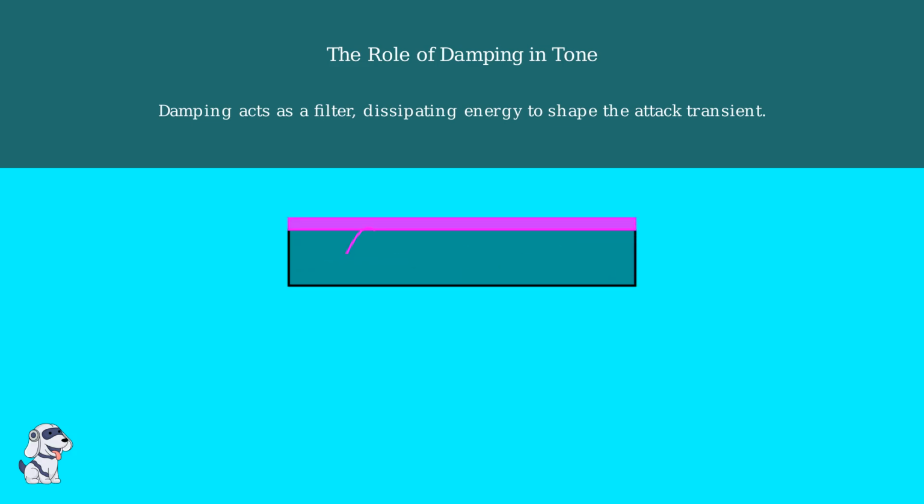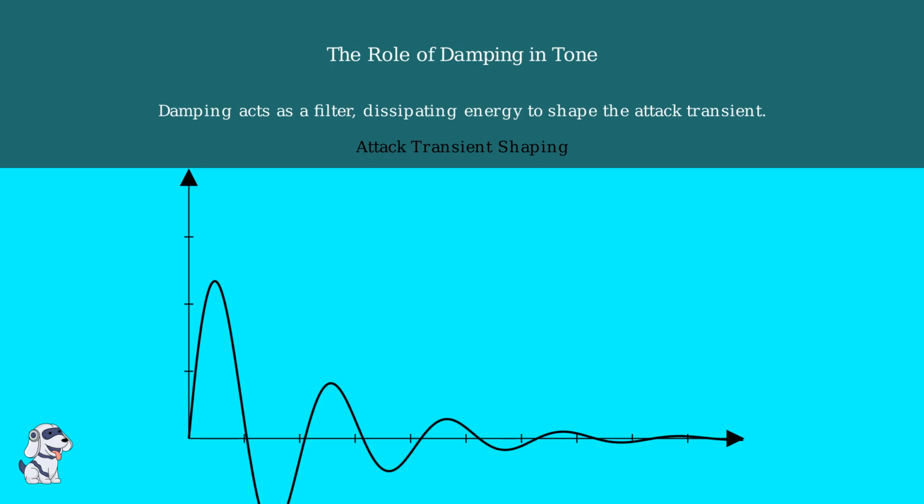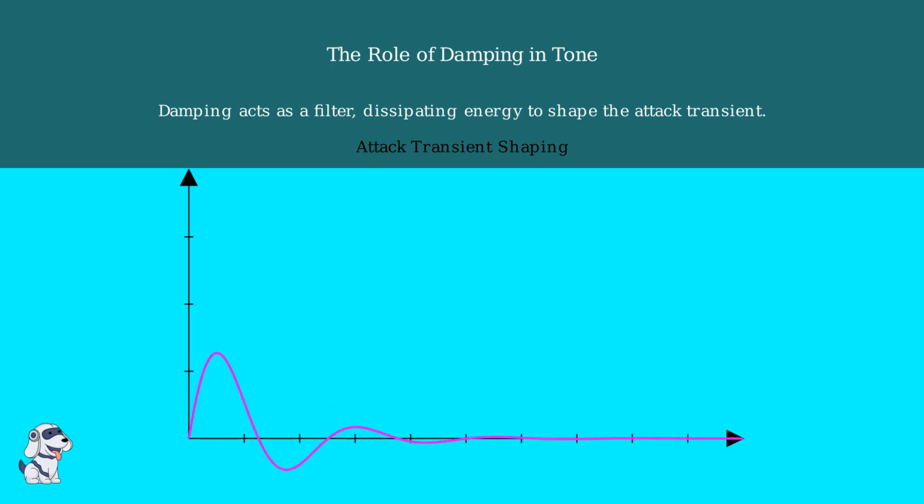Damping is not merely the silencing of sound, it is a precise energy filter. By controlling the dissipation rate of energy within the wood, designers regulate the attack transient. The attack transient represents the initial burst of sound energy. High damping quickly absorbs the sharpest peaks, creating a warmer, less brittle personality in the final tone.